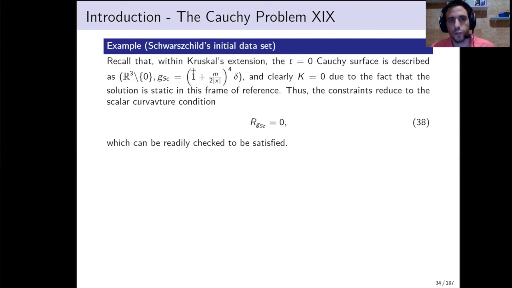If we use the Kruskal extension for the Schwarzschild spacetime, we have already provided the initial data for the induced metric. And clearly, due to the fact that this is static in our coordinates, we can directly see that the T0 Cauchy surface is totally geodesic. And this reduces the above constraints into this scalar curvature constraint that can be explicitly checked for this kind of metric.